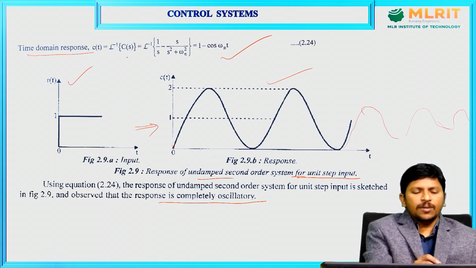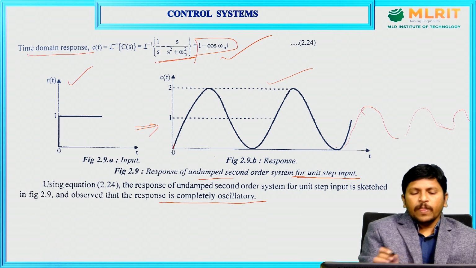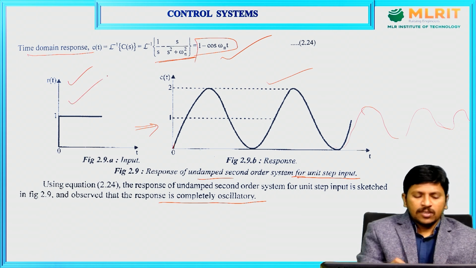second order system: inverse Laplace of 1 by s minus s by (s square plus omega n square), that is nothing but 1 minus cos omega n t. From this equation, the input is a unit step and the output is a sinusoidal signal, that is completely oscillatory.